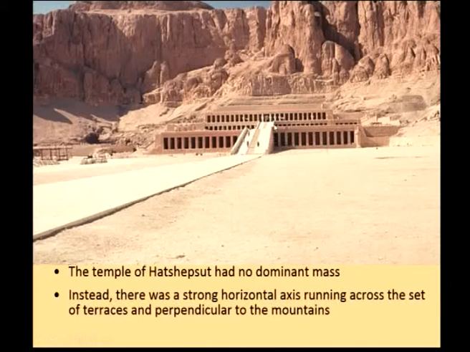It doesn't have a dominant mass. Instead, there was a strong horizontal axis which you could see. And as you could see, this temple of Hatshepsut doesn't have a massive structure. It started as a linear component.